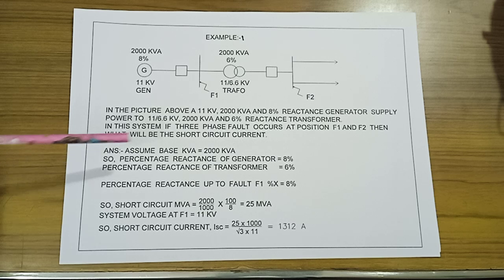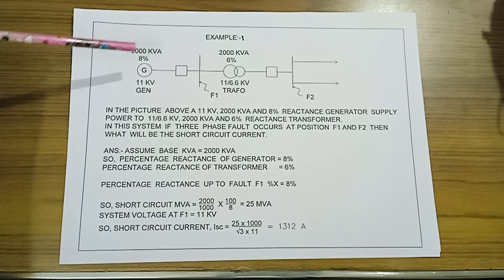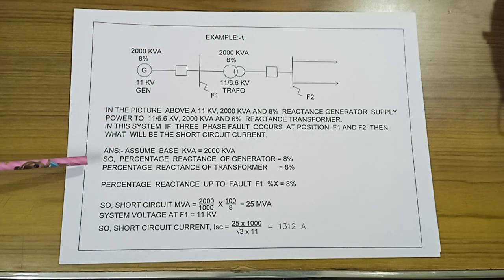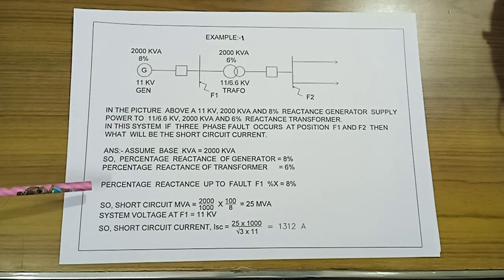Assume base kVA 2000 kVA. Here all the kVA ratings are 2000 kVA. No problem. So percentage reactance of generator 8%, percentage reactance of transformer 6%, percentage reactance up to fault F1 8%. So the short circuit MVA, according to the formula, short circuit MVA is 2000 by 1000 into 100 by 8, equal to 25 MVA.